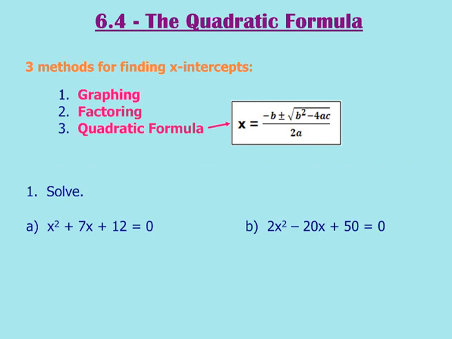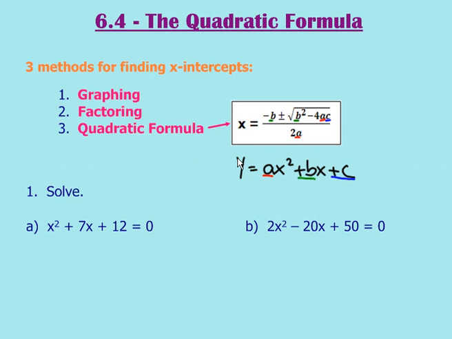Okay, and as you can see, it's the third method for finding your x-intercept. Now, in order to do it, you need to first have your equation in standard form. Okay, it's really simple. Your a is the number that goes into your formula. Your b, that number goes into the formula here and here. And your c is the one that goes back there.